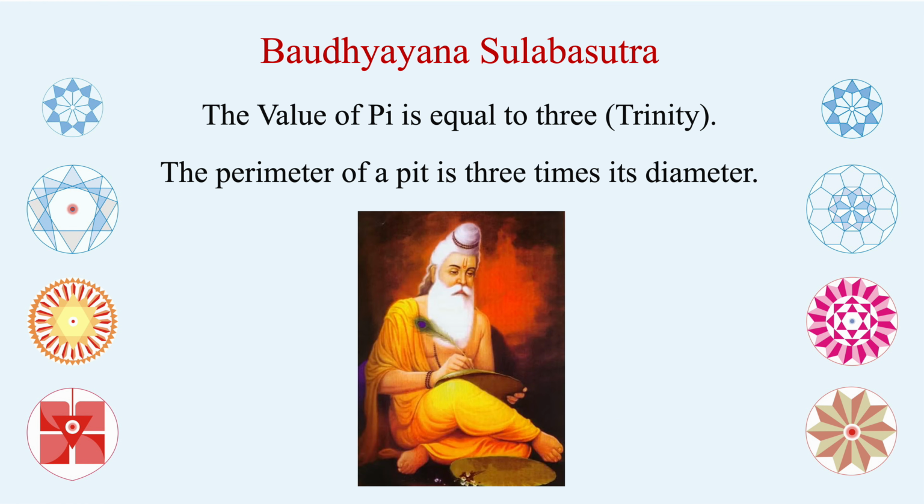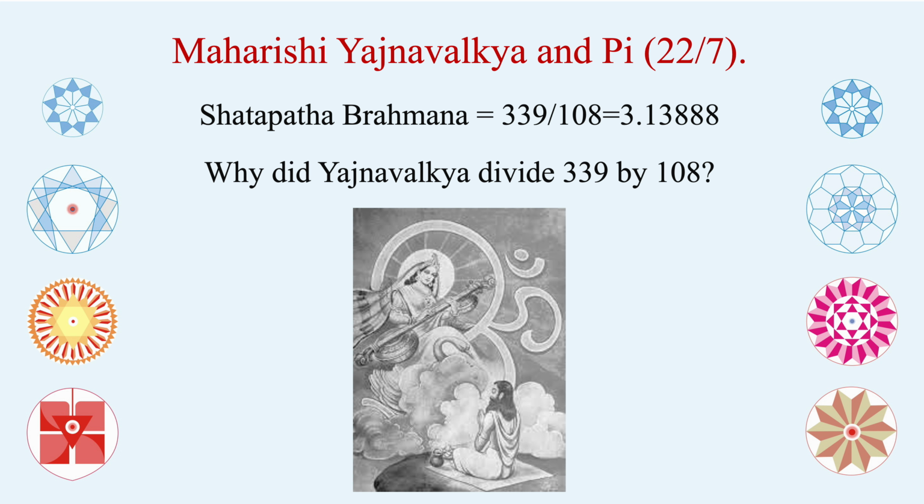But the second person is the one we talked about for pi. In the Sulba Sutra, he has given the value as 3, trinity only. The perimeter of a circle is 3 times its diameter. That was his thought, and given the time, when we did not have much to go on, taking it as 3 times the diameter was a very good idea for the circle itself. But then comes the Maharishi Yajnavalkya, and pi comes later, I believe.